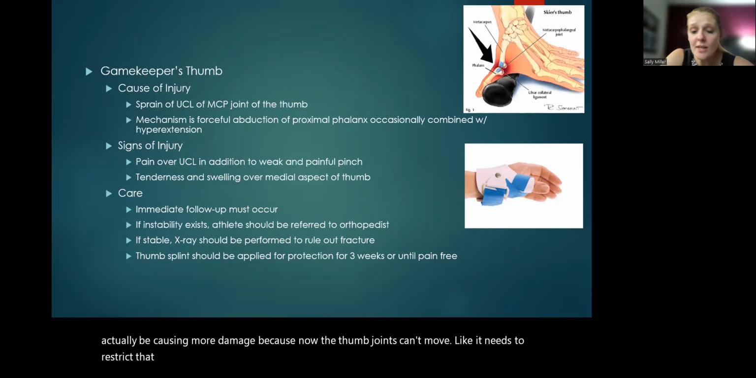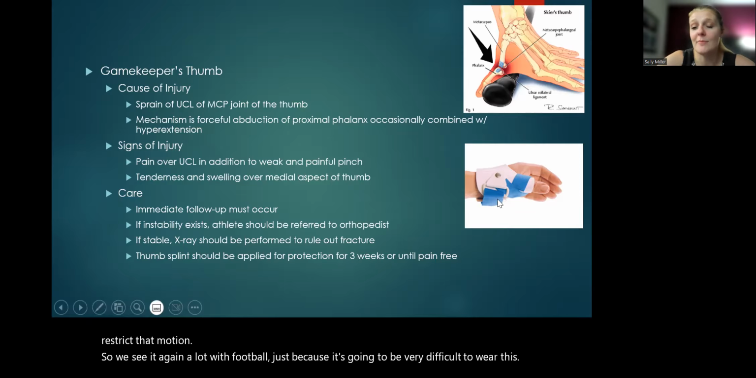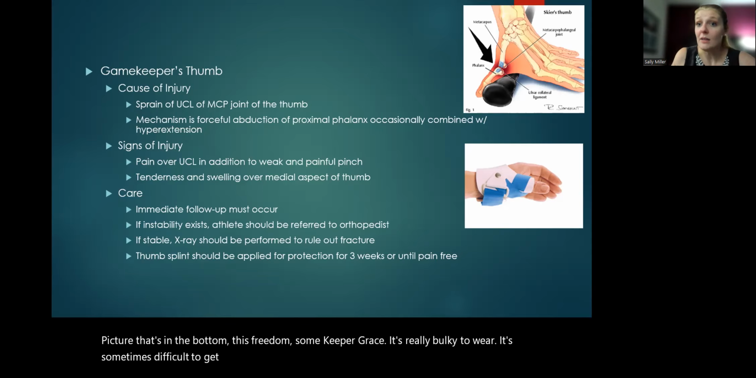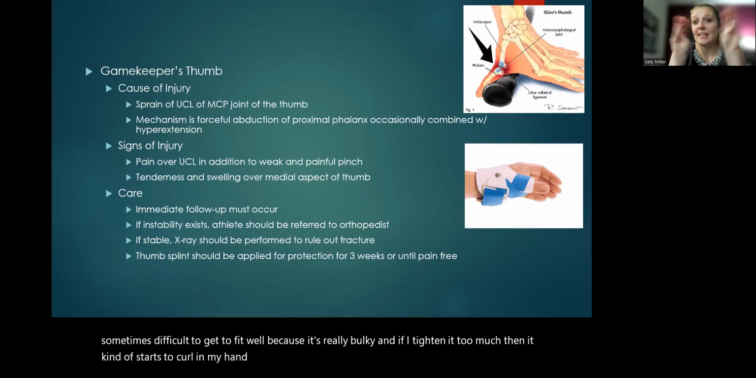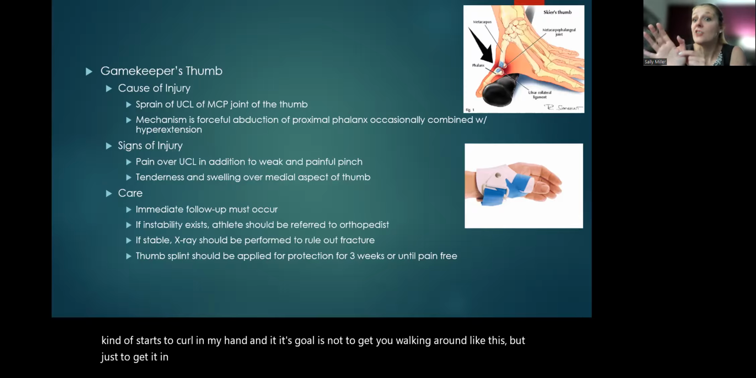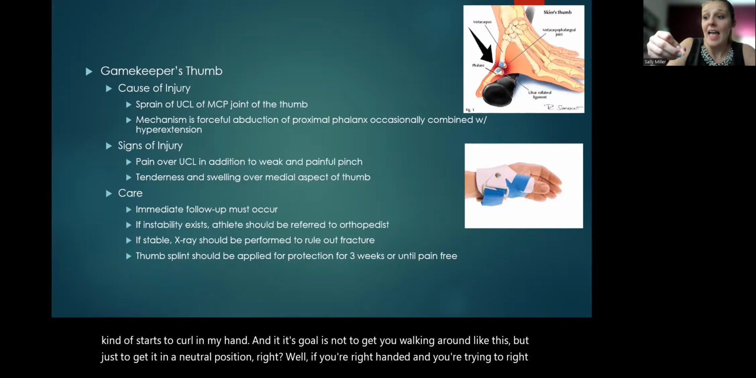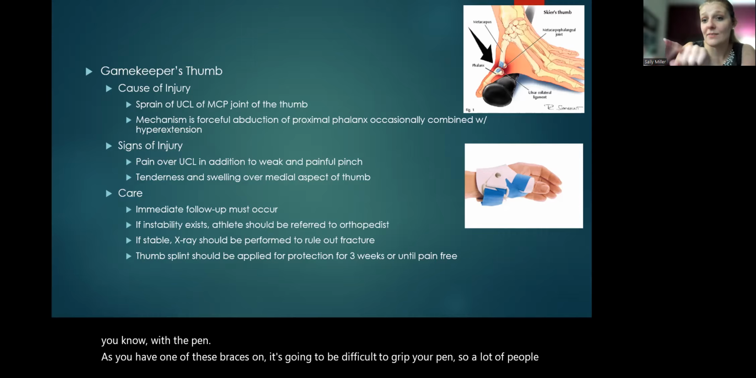So we see it again a lot with football just because it's going to be very difficult to wear this picture that's in the bottom, this Freedom Thumbkeeper brace. It's really bulky to wear. It's sometimes difficult to get to fit well because it's really bulky. And if I tighten it too much, then it kind of starts to curl at my hand. Its goal is not to get you walking around like this, but just to get it in a neutral position. Well, if you're right-handed and you're trying to write with a pen as you have one of these braces on, it's going to be difficult to grip your pen. So a lot of people don't wear this very well.